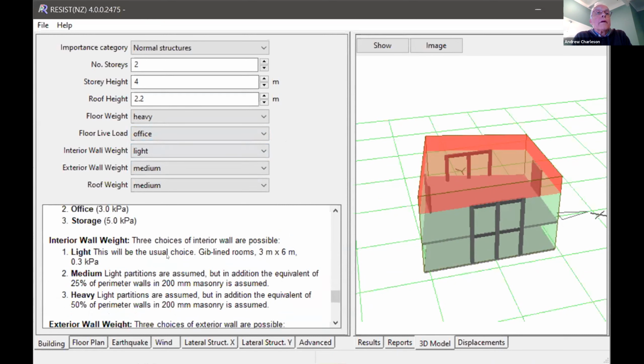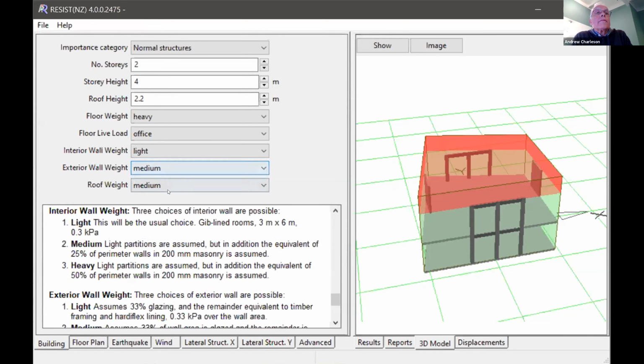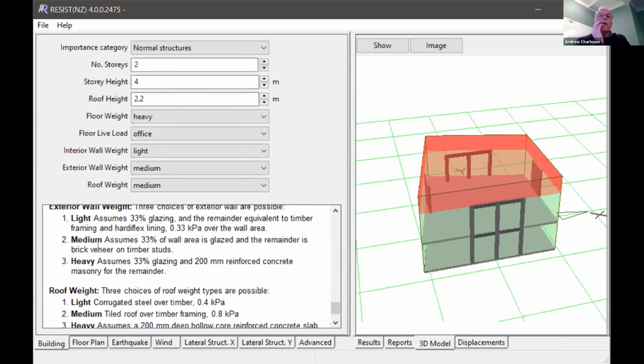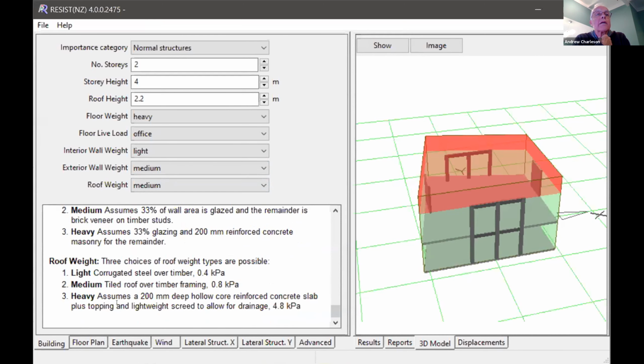And then for the interior wall, I'm not sure if this is correct, but I choose light because it says it's the usual choice. And then for the exterior, I use medium, and the roof weight, I use medium. My exterior wall, I think it suits the definition here. A medium roof assumes a tiled roof. Is that okay? Yes, I think it is the common thing that students use.